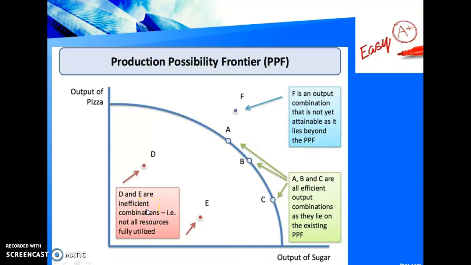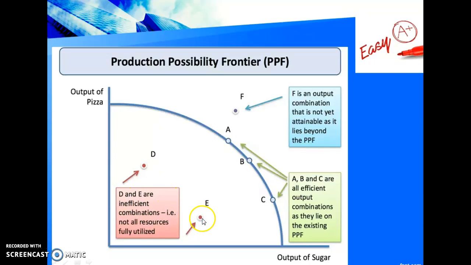Okay, so let us just talk a little bit more about the points before I get into the scarcity and opportunity cost detail. We have points A, B, and C, those are points on the PPF curve. We realize that the country is being efficient in output in these combinations as they lie on the existing PPF, right? So whenever you're on the PPF line, on the PPF curve, then you are known as being efficient.